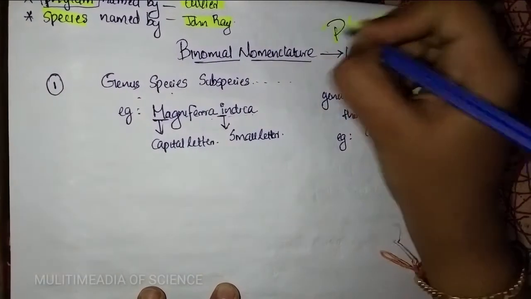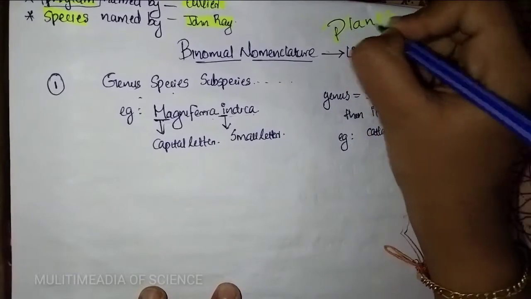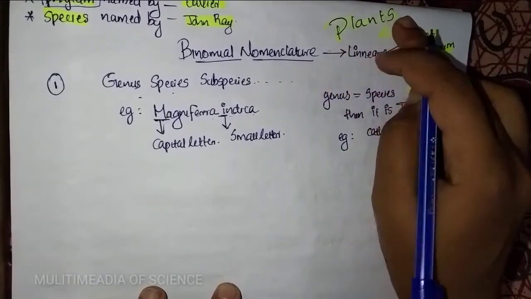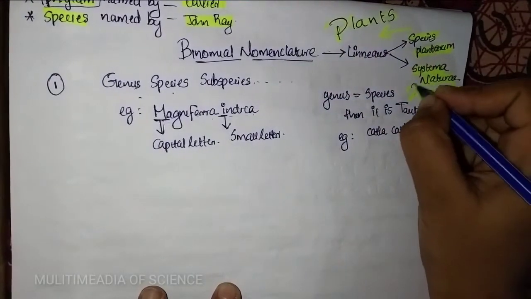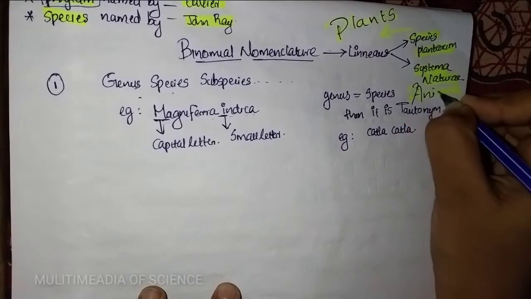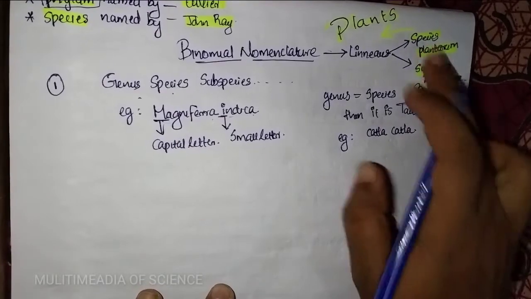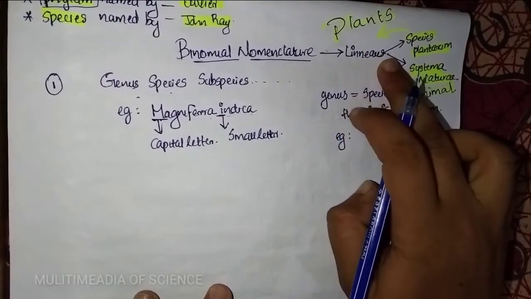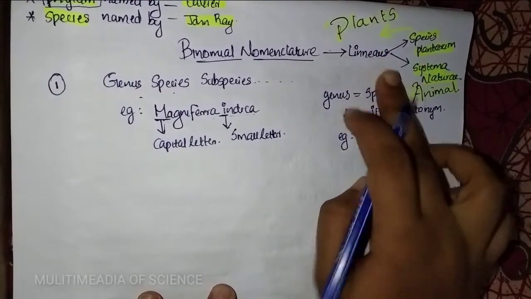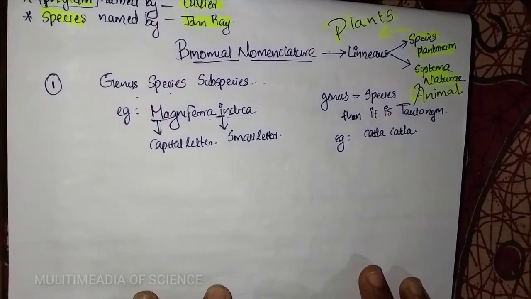Clear? This is about plants. Species Plantarum is about plants, and then Systema Naturae is about what? Animals. It was written by Linnaeus. Important books.